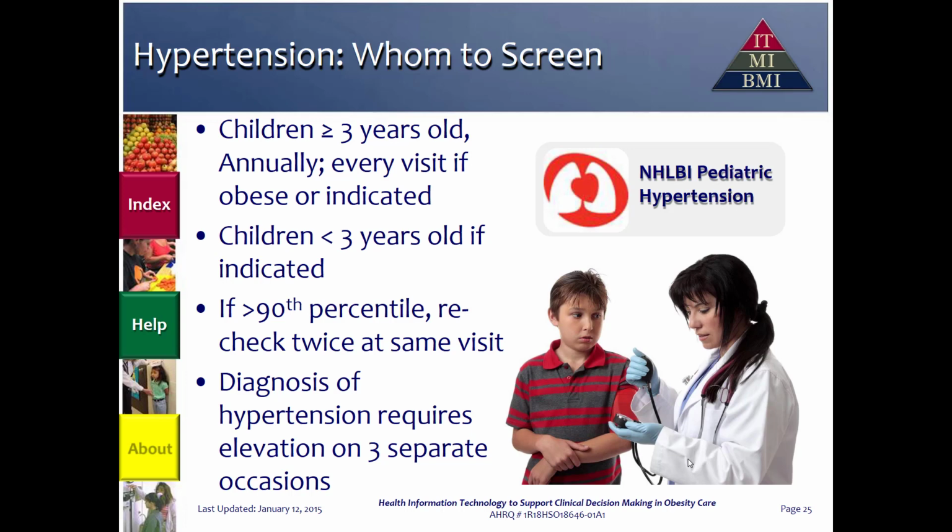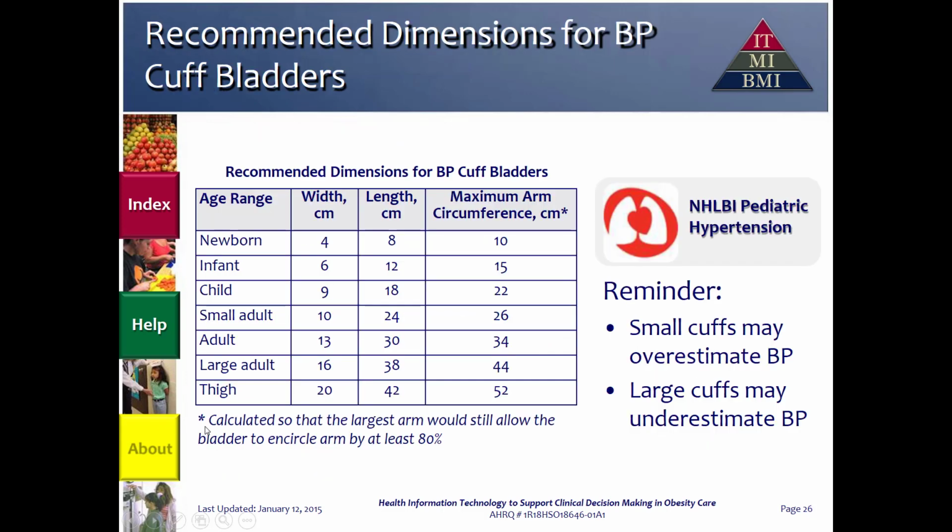Children under the age of 3, if it's indicated, and again, any worry about renal disease or any medical complications that may be associated with hypertension. If the blood pressure is greater than the 90th percentile, you're going to recheck it twice at the same visit. Children can sometimes be anxious, and it's that anxiety that makes it high. A diagnosis of elevated blood pressure or hypertension requires an elevation on 3 separate occasions. So you are going to see the child back on another visit to determine if they actually have elevated blood pressure.